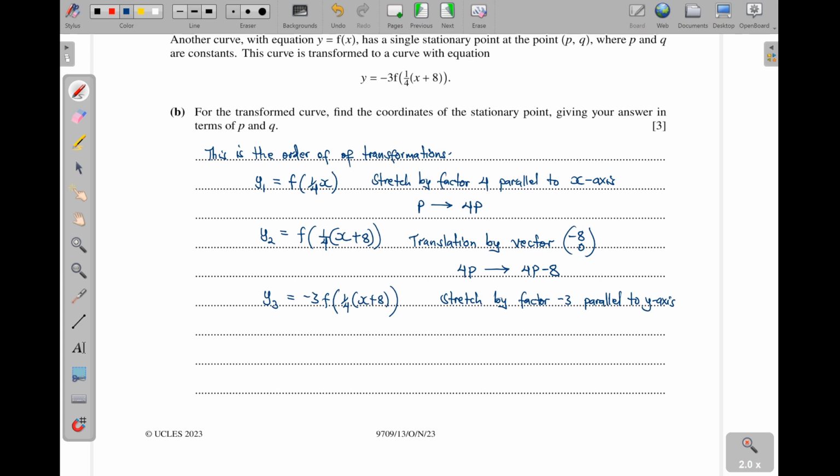Now, here we are going to get the y coordinate. We multiply it by -3. So what is the y coordinate? It is q. So we shall get q here. Then we multiply it by -3 and it becomes -3q. So our answer here is going to be the coordinates of the stationary point for the transformed curve. They are going to be 4p minus 8, then -3q. Okay, that is that.